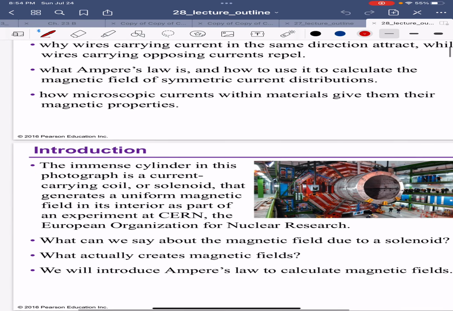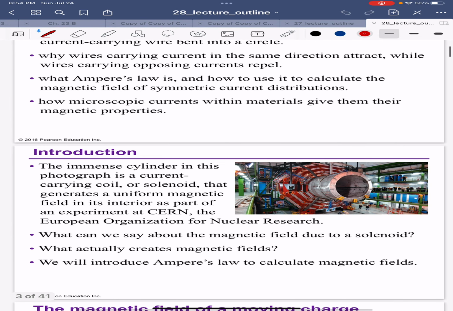Here, looking at this picture, this is a current carrying coil, or solenoid. We're going to study the solenoid that generates a uniform magnetic field in its interior as part of an experiment at CERN, the European Organization for Nuclear Research.